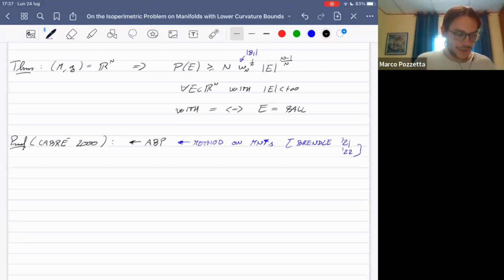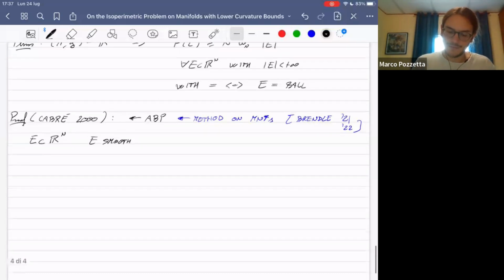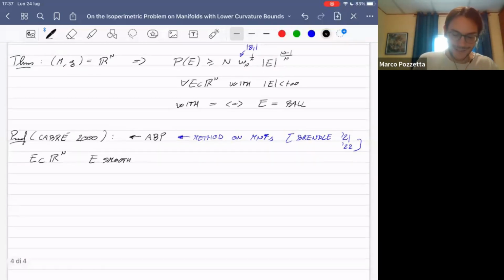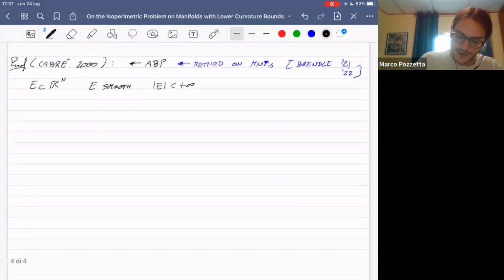And so what is this method? This is a very simple proof. Let's consider E contained in Rn with finite measure, and for simplicity, let's say that E is also smooth. Then one can argue by density to get the inequality for any Borel set, but we don't care about regularity today. So E is smooth and it has finite volume. I want to prove this inequality, and the idea is to set up a PDE and to use in a very clever way the solution of this PDE.